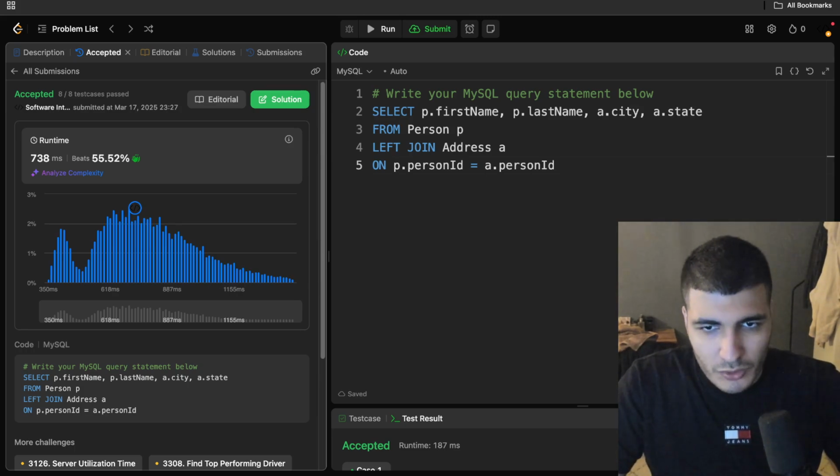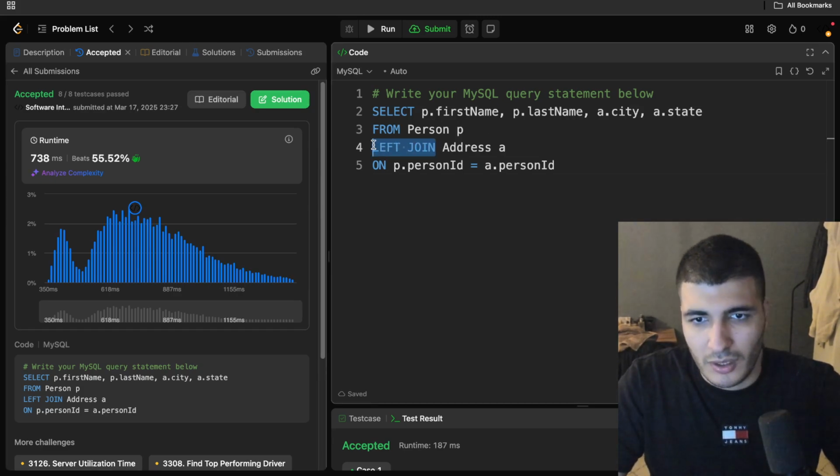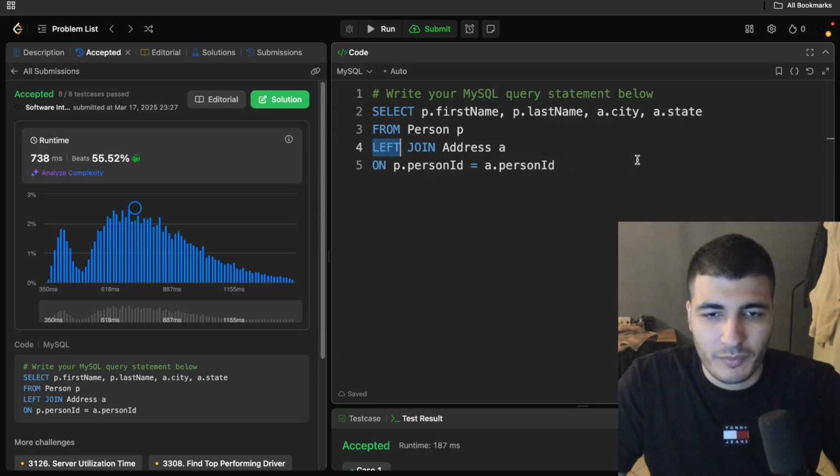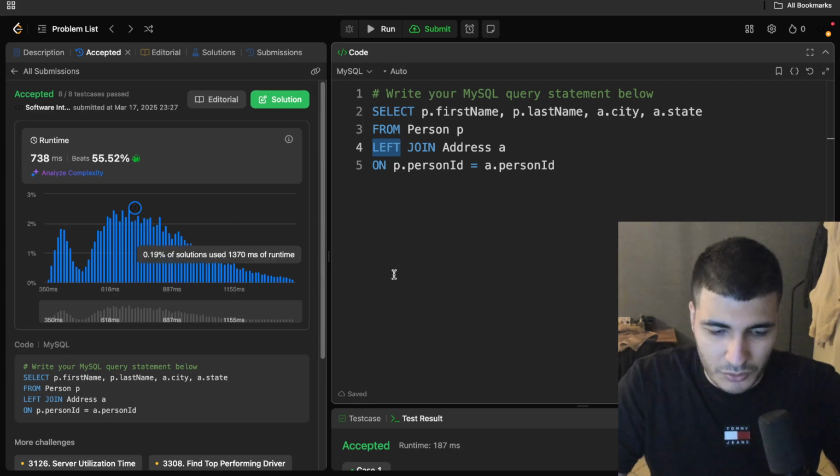Left join ensures that all persons appear in the results. We make sure that all persons will appear in the results, even if they don't have a matching address. Because of that, we add left join. If a person ID exists in both tables, city and state are included. If the person ID does not exist in address, city and state will be null. So it's a pretty easy way to solve it.